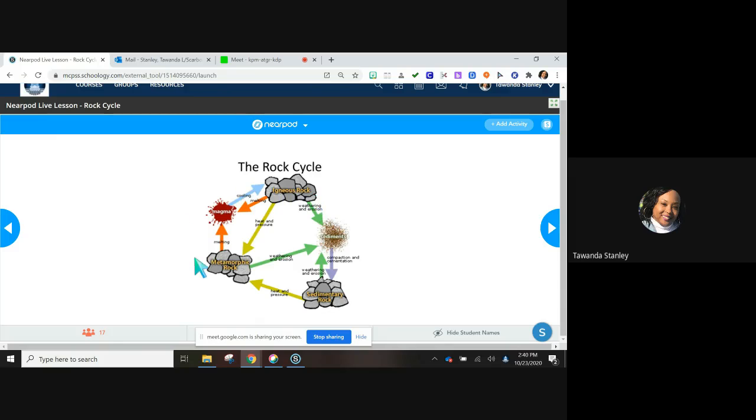A metamorphic rock can change into an igneous rock due to melting into magma. So once it melts, it's going to become magma, and then it's going to cool, and then it'll become an igneous rock. Or again, an igneous rock can be melted and go back to magma, or an igneous rock can become a metamorphic rock through heat and pressure.